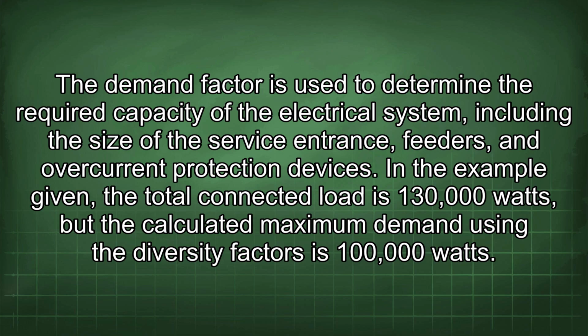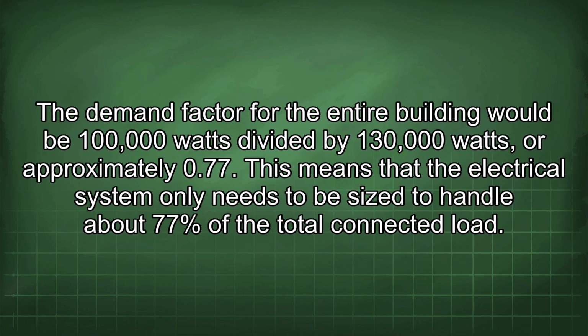In the example given, the total connected load is 130,000 watts. But the calculated maximum demand using the diversity factors is 100,000 watts. The demand factor for the entire building would be 100,000 watts divided by 130,000 watts, or approximately 0.77. This means that the electrical system only needs to be sized to handle about 77% of the total connected load.